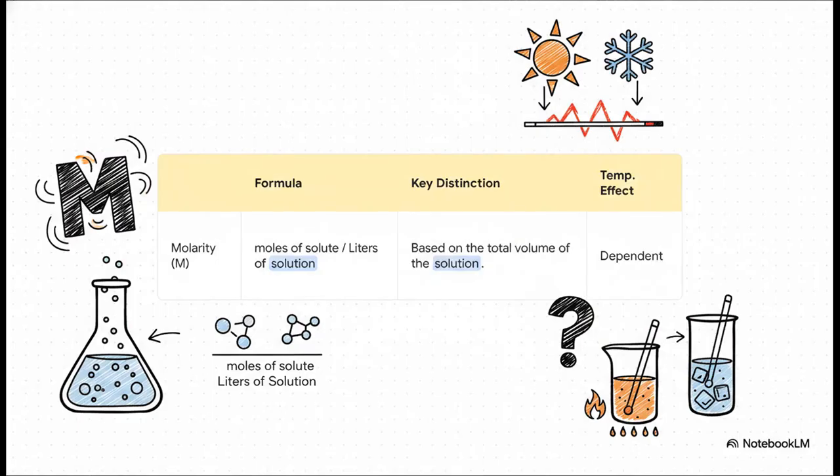So the formula here is the moles of your solute divided by the liters of the entire solution. This is super common in labs when you need to make, say, exactly 1 liter of a specific mixture. But here's the catch. You know how things expand when they get hot? Well, volume changes with temperature, which means a solution's molarity can actually change if the temperature goes up or down.